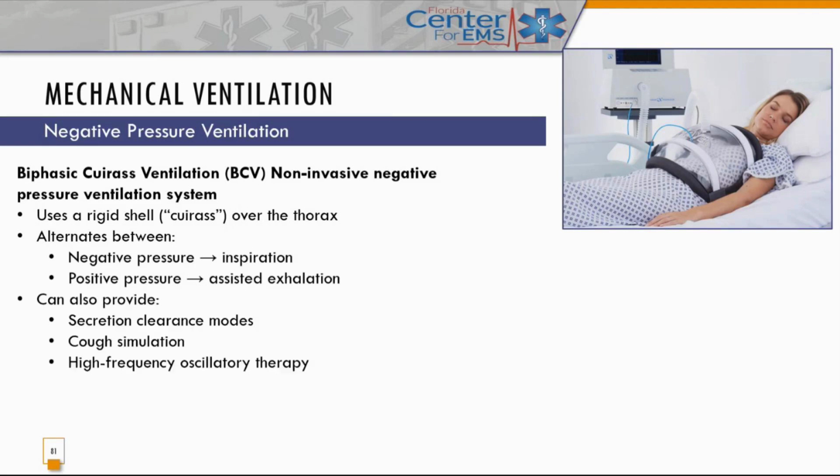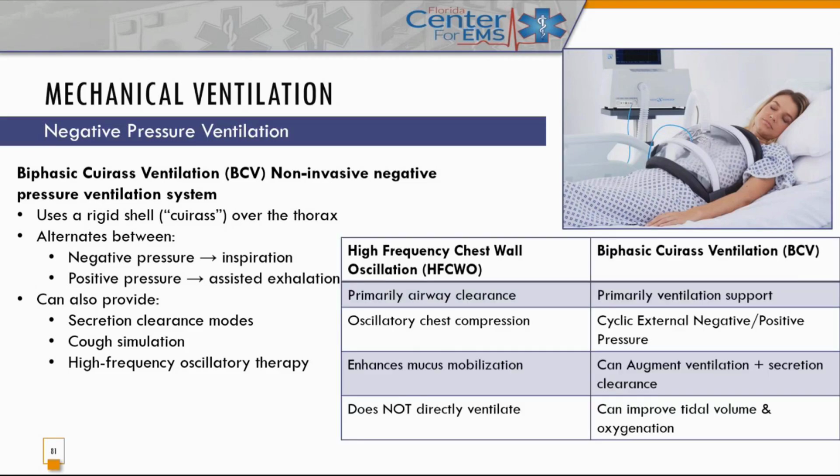So secretion clearance is a big deal, cough stimulation, and then the oscillation therapy all built into one. You can see the comparison between the two: the oscillation is almost always for clearance. The one with the ventilation is for moving air in and out. It oscillates the chest compression, where one changes from negative to positive. So you can see these devices are doing different things. It's conceivable you could have a patient that needs both, because they're having trouble loosening up secretions as compared to removing them.